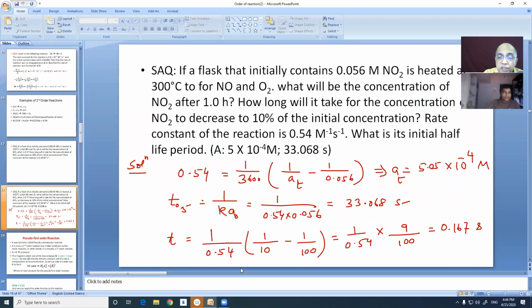Oh, sorry, this is wrong. 1 by A, okay, why? If A0 is 100, but now A0 is given, it's not 100. Initially it was 0.056. So this is not correct. It is given 0.056. So I cannot presume it to be 10% of the initial one. No, what Dibya said is correct, and this is wrong.